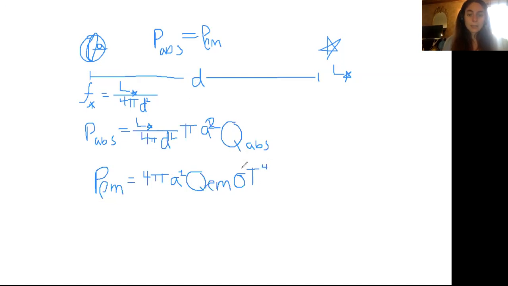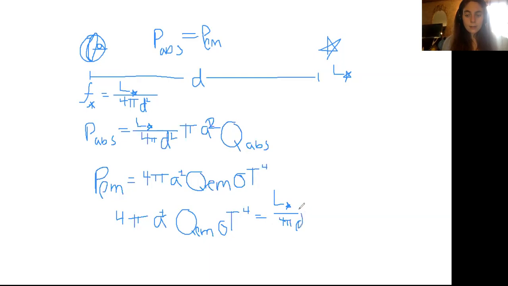So now we want to set these two things equal to each other and solve for T. So we're going to end up with 4 pi a squared times Q emit times sigma T to the 4th equals L star over 4 pi d squared times pi a squared times Q absorbed. We're trying to solve for T, that's the temperature of our dust grain.